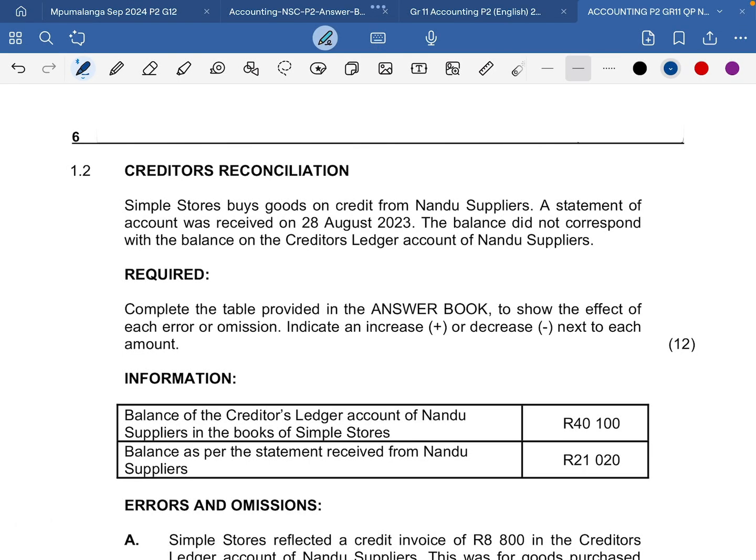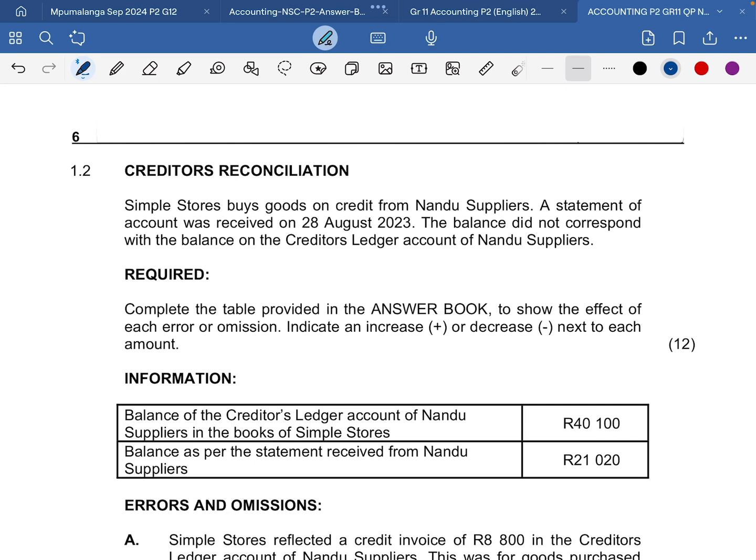Hello, grade 11s. Today we're looking at the creditors reconciliation from the Eastern Cape, November 2023, paper 2. So we're going to have a look at this question whereby we're given Simple Stores, who buys goods on credit from Nandu Supplies. A statement of account was received on 28 August 2023. The balance did not correspond with the balance on the creditors ledger account of Nandu Supplies.